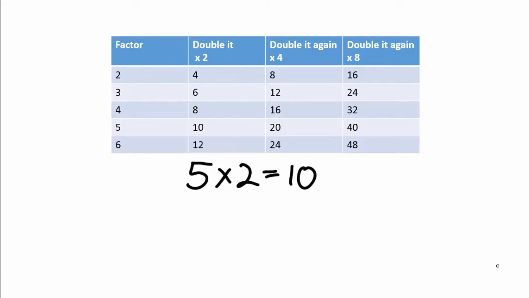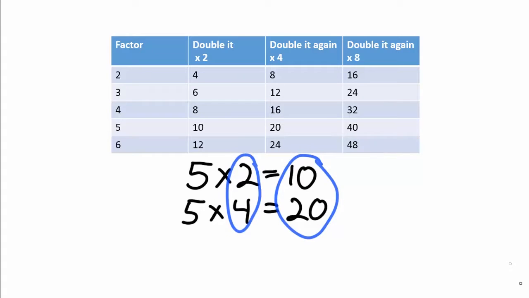Let's try the doubling again with the expression 5 times 2. Look at the 5. Let's double the 2 and see what happens to the product. The factor 2 was doubled to be a 4, and the product is also doubled from 10 to 20.